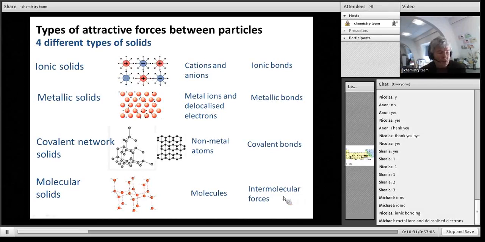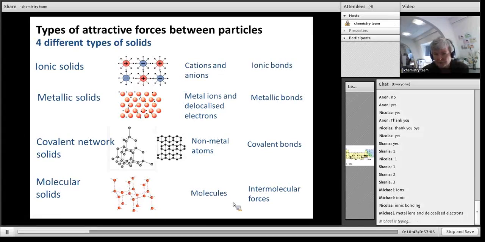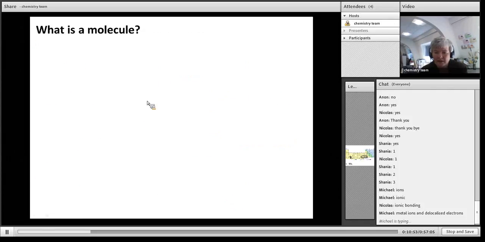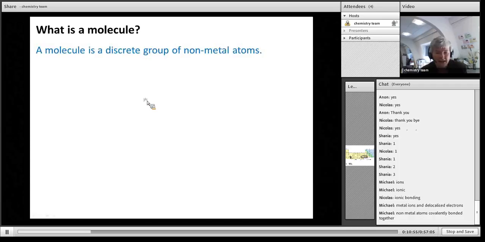So the first thing I want to ask is, what is a molecule? Because I think we know what cations and anions are and non-metal atoms, but what is a molecule? Does anybody want to have a guess? So I see Michael is typing. Okay, so hopefully non-metal atoms covalently bonded together. Correct. Now, there's one more thing you need to say with that, Michael, and I know you were typing quickly because you were trying to get it down.